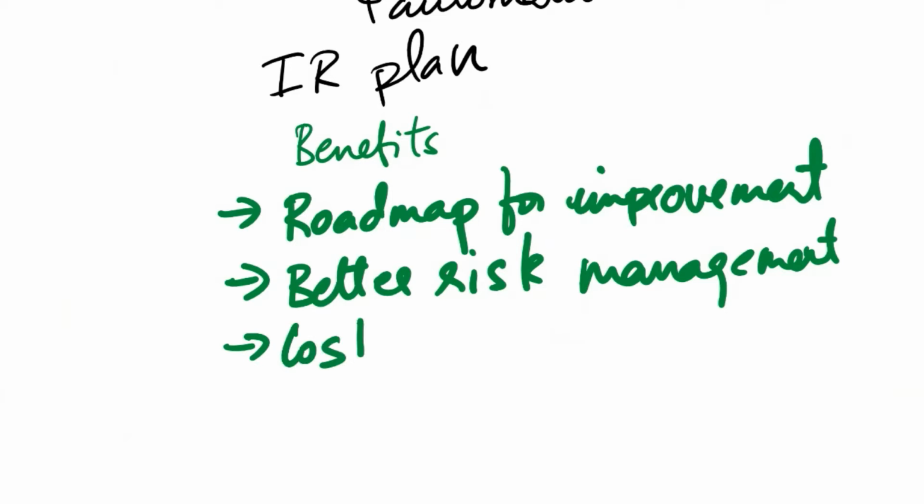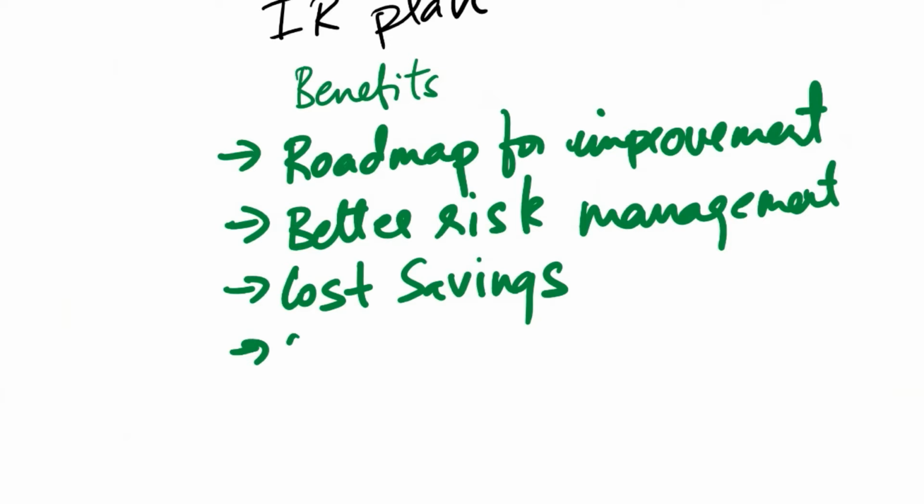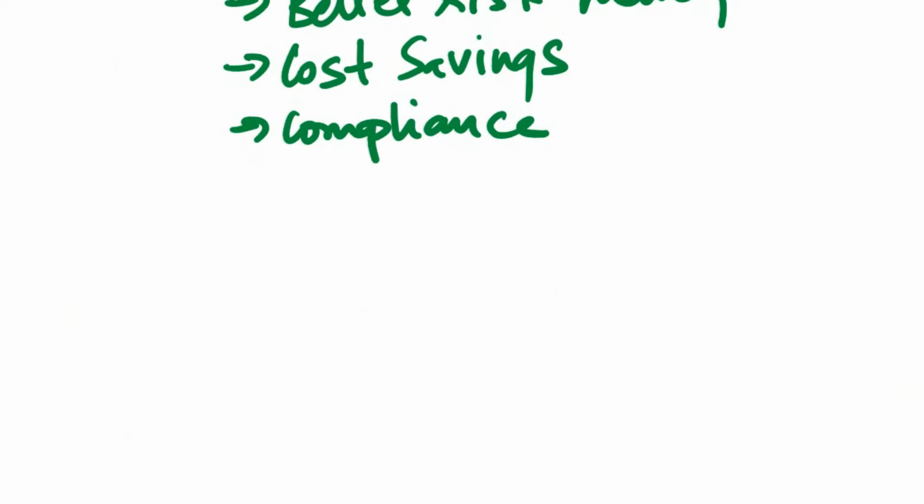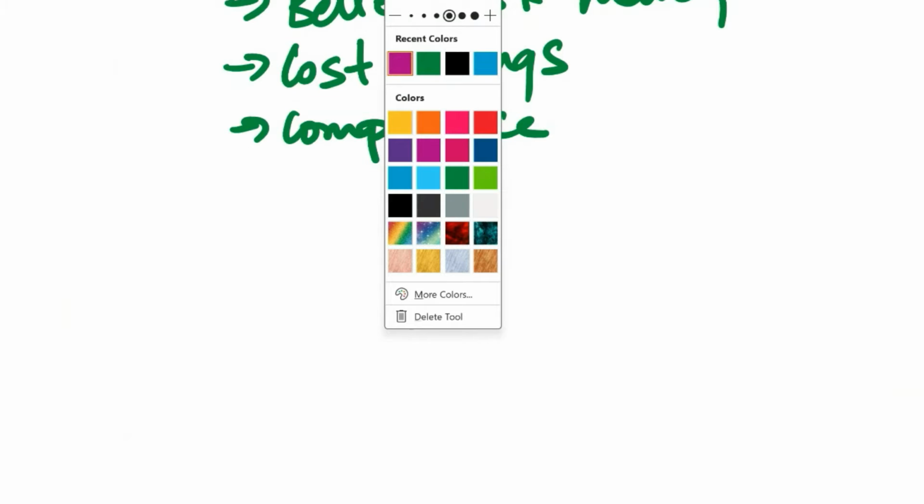Next, cost savings. Efficiency improvements and automation can lead to cost savings by reducing the time and effort required to manage vulnerabilities. Next benefit is compliance. Many industry regulations and standards like PCI DSS or HIPAA require organizations to have effective vulnerability management programs. A maturity model can help ensure compliance. So this is about vulnerability management maturity model. Let's go to the next question.